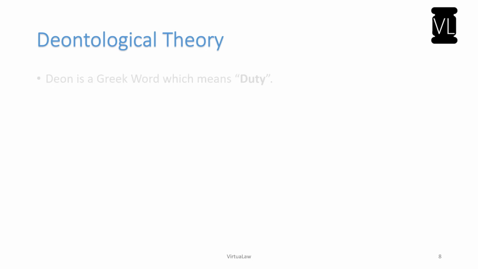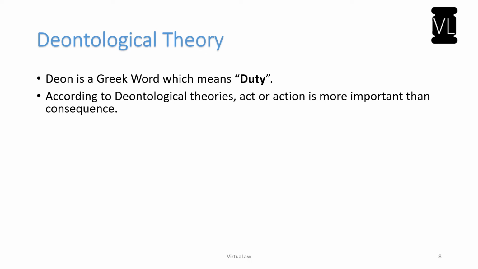Firstly, deontological theory. The word deon means duty, and it is derived from a Greek word, right? So what is the particular concept of deon or a duty? Duty is something which is seen in your actions, in your acts, right? As far as the deontological theory is concerned, the act or the action is always more important than the consequence. It means where an act has been committed, whether such act is ethical or not is decided based on the act itself. It is not decided based on the consequence of that particular act.